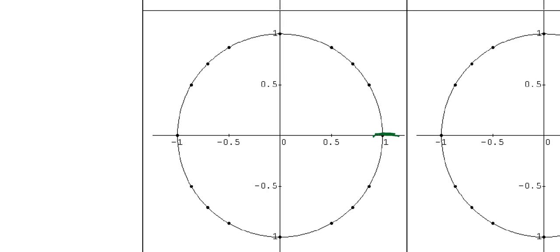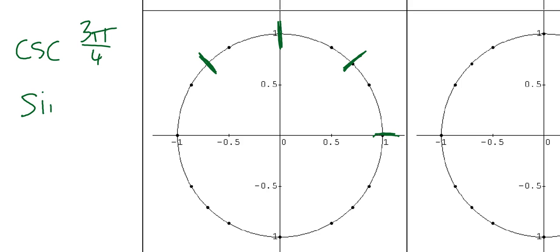So here's 0. 1 pi over 4. 2 pi over 4. 3 pi over 4. And that was cosecant 3 pi over 4. That was right, cosecant, I believe. Okay, so what is the sine of 3 pi over 4? What is the sine of 3 pi over 4?